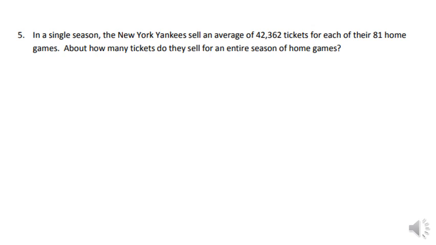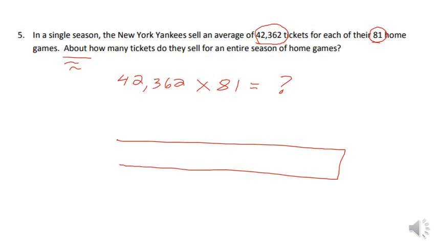Question 5. In a single season, the New York Yankees sell an average of 42,362 tickets for each of their 81 home games. About how many tickets do they sell for an entire season of home games? Okay. So I read the first one just to get the gist. I'm going to read it again this time, and I'm going to underline and circle some important information. In a single season, the New York Yankees sell an average of 42,362 tickets for each of their 81 home games. That's telling me it wants me to estimate how many tickets do they sell for an entire season. Well, if I wanted to find out exactly how many, I'd go 42,362 times 81 games would give me my answer.